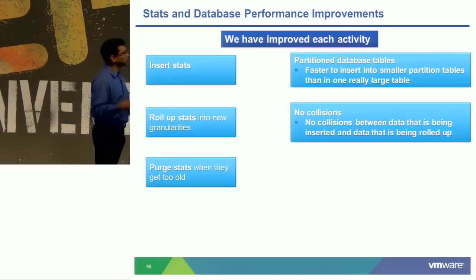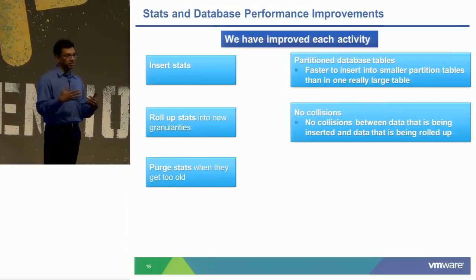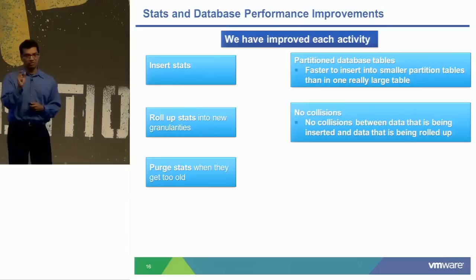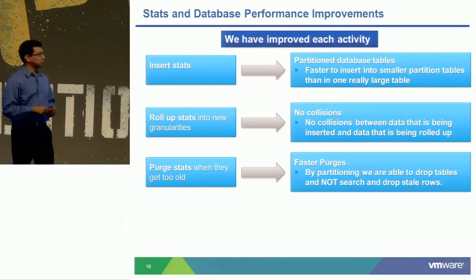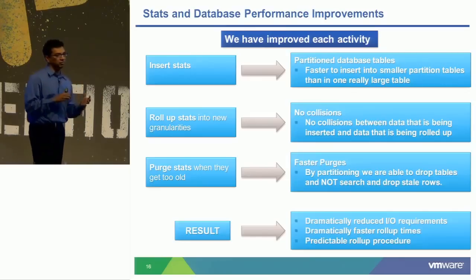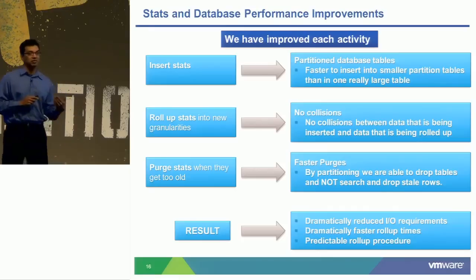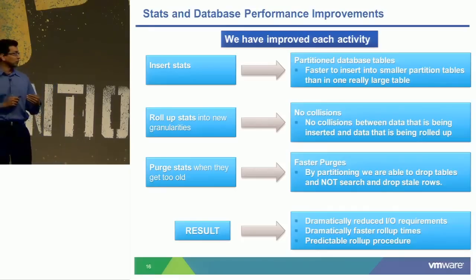So you'll find that the roll-ups happen much faster and there's no collision between insertion of stats and rolling up of stats. So there's no more of these annoying little gaps in data that you have with 5.0 and before. We've taken care of those problems. And of course, we've sped up the purging speed. So all of this really says that by fixing database performance and focusing on the database, you'll find a much faster and better performance around vCenter in general.